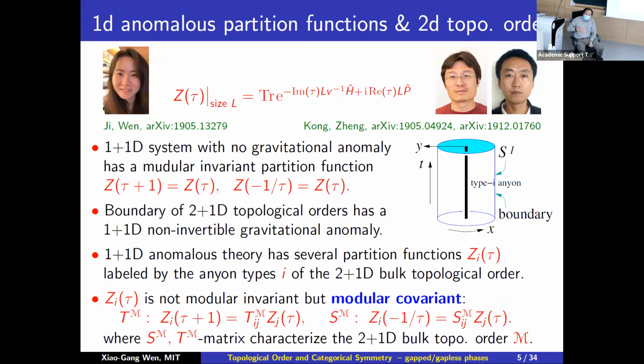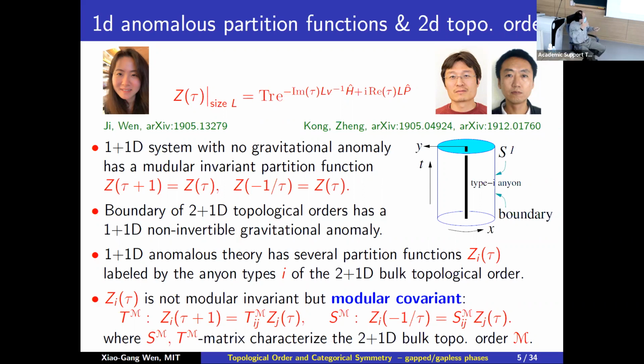We want to relate the data of a topological order, the S and T matrices, with this data tau, the partition function Z(tau). Usually in a 1+1D system, this partition function has modular invariance. However, this so-called modular invariance holds for a pure 1D system without bulk, which we call a system without gravitational anomaly. When the system is defined without bulk, it's anomaly free.